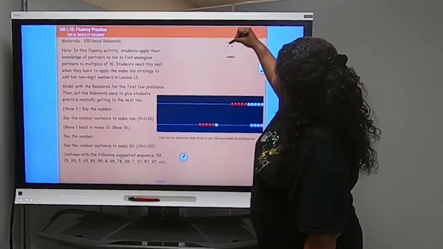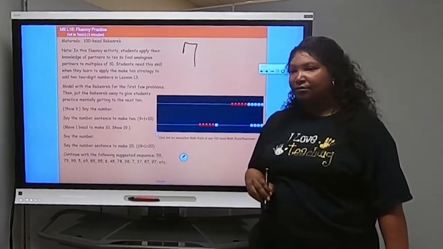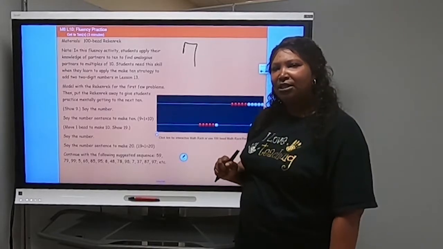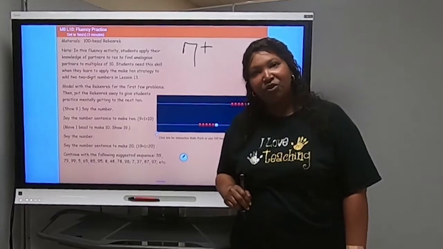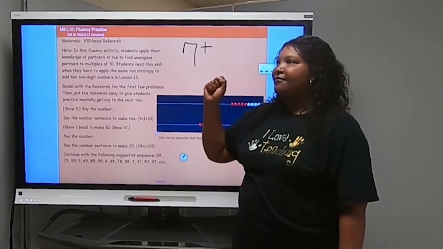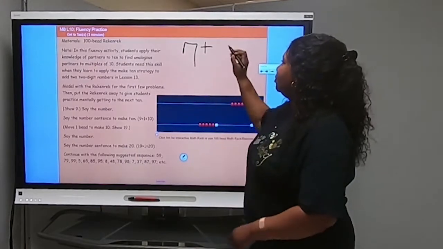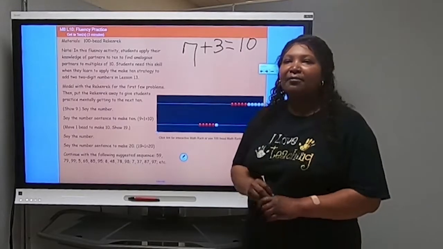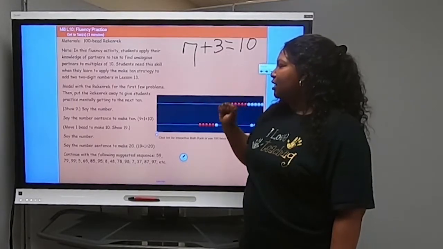What's this number? 7. Good job. What does 7 need to become 10? 3? You think so? Okay, let's count on and see. 7, 8, 9, 10. You're absolutely right. And we also know that 8 needed 2 to become 10. So if 7 was 1 less, it obviously needed 3.